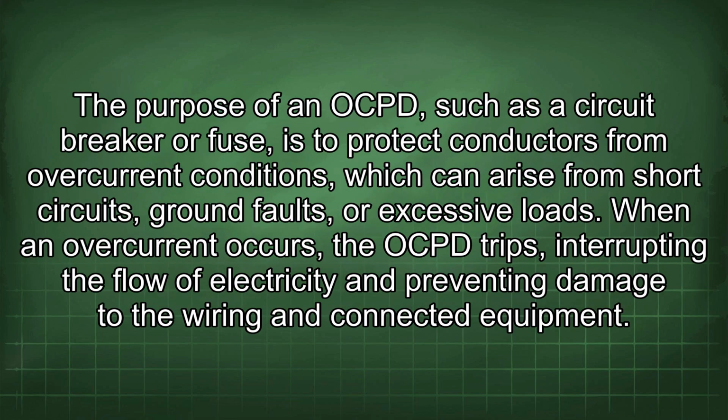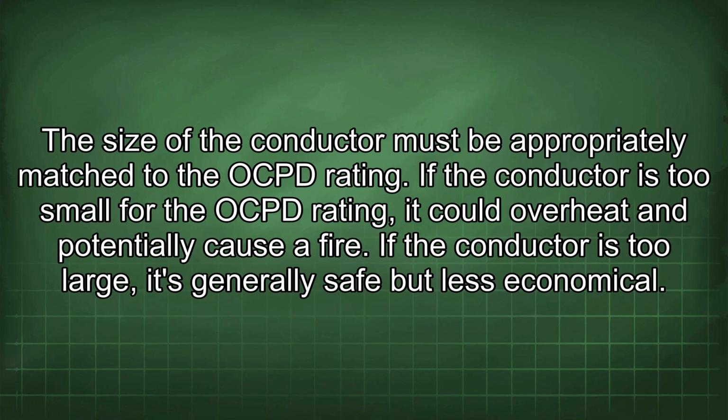The purpose of an OCPD, such as a circuit breaker or fuse, is to protect conductors from overcurrent conditions, which can arise from short circuits, ground faults, or excessive loads. When an overcurrent occurs, the OCPD trips, interrupting the flow of electricity and preventing damage to the wiring and connected equipment. The size of the conductor must be appropriately matched to the OCPD rating. If the conductor is too small for the OCPD rating, it could overheat and potentially cause a fire. If the conductor is too large, it's generally safe but less economical.